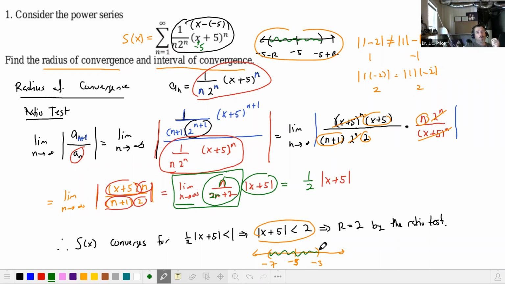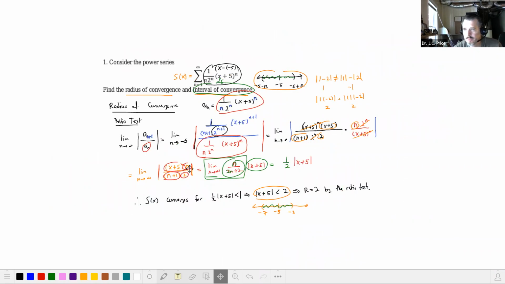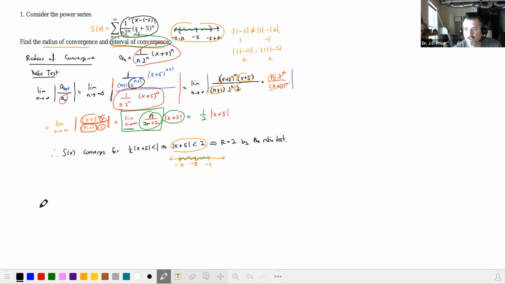And then the question becomes, what happens at the endpoints? So to find the interval of convergence, I need to test those endpoints here. So let me zoom out just a little bit and move it over. And now we can test those endpoints. So for the endpoints, we have what? We have s of -7 to test, and we have s of -3 to test, because those are the endpoints on my interval. And so what's s of -7?